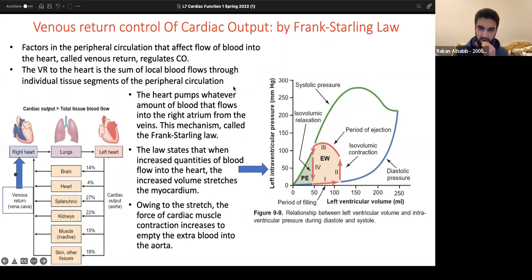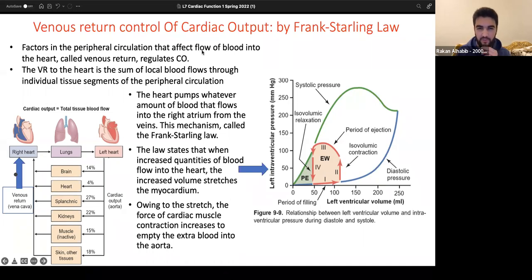Preload is basically, if I remember correctly, because this is out of the scope of this lecture, and correct me if I'm wrong, the amount of blood that is going into the heart. Afterload is the pressure it takes for the blood to eject out of the heart. Yeah, you're right. Preload is EDV, end diastolic volume.